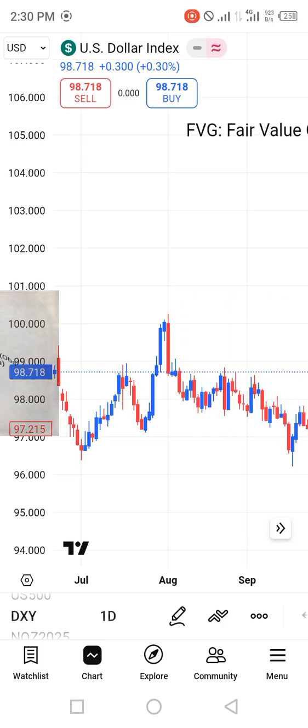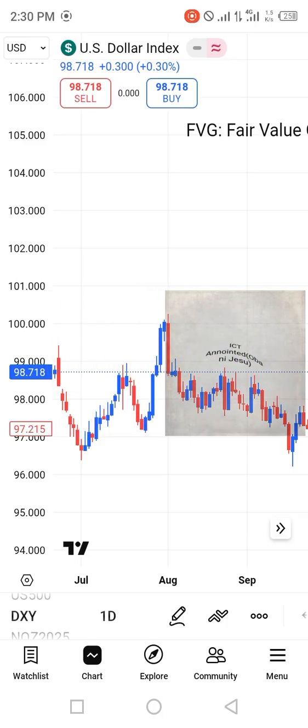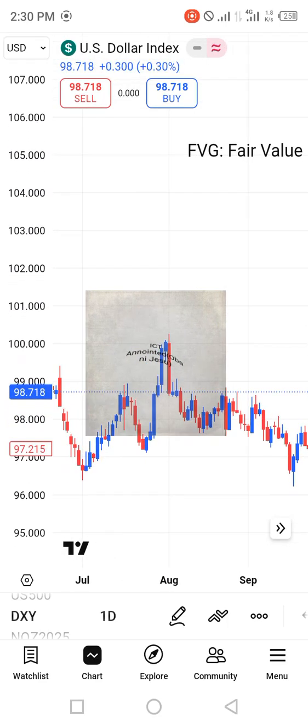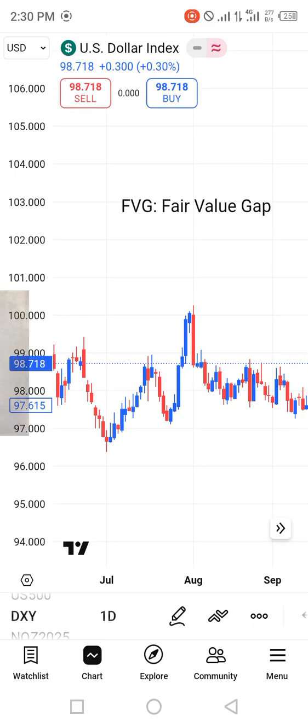Welcome to this short segment. I won't take much time. I just want to point out a few things here. In this segment, I will be discussing fair value gap. Fair value gap, FVG. Very popular.